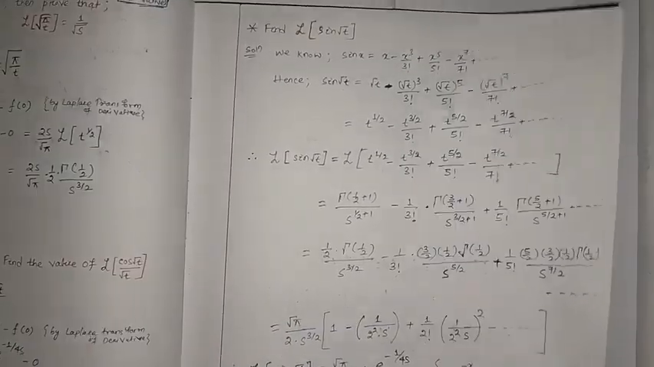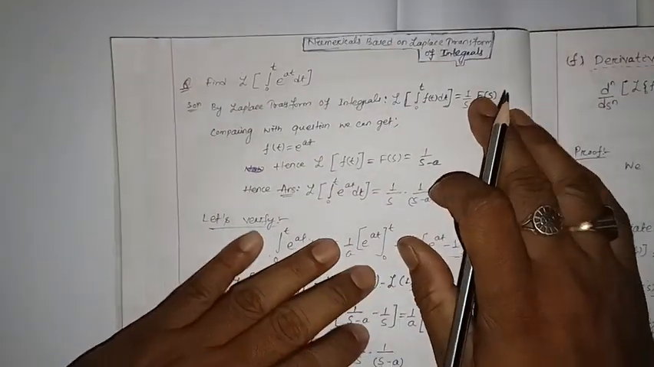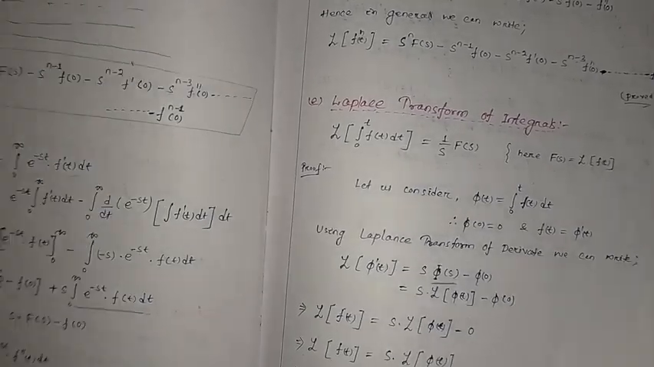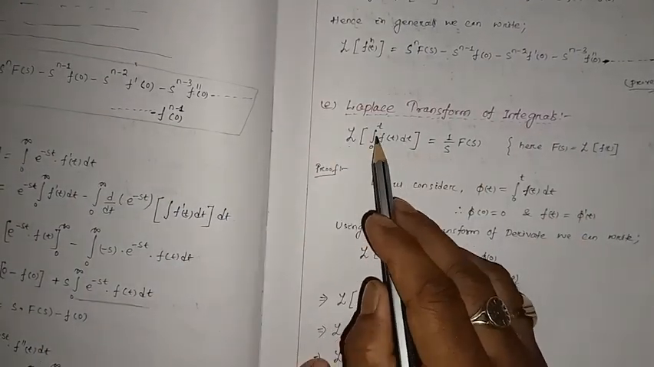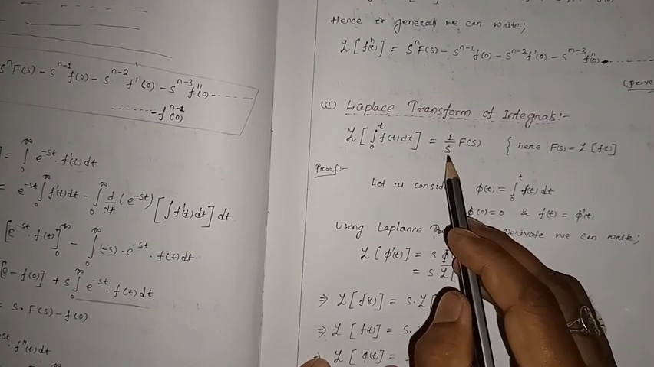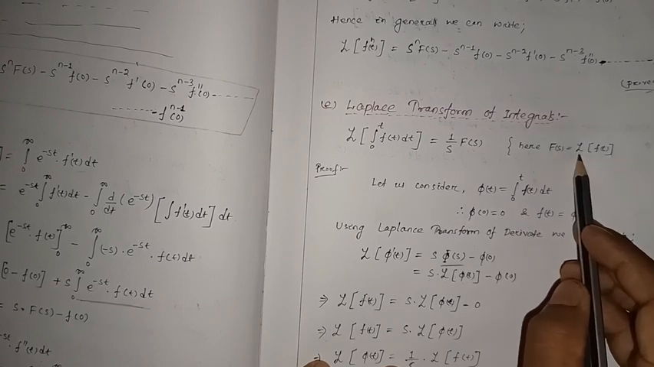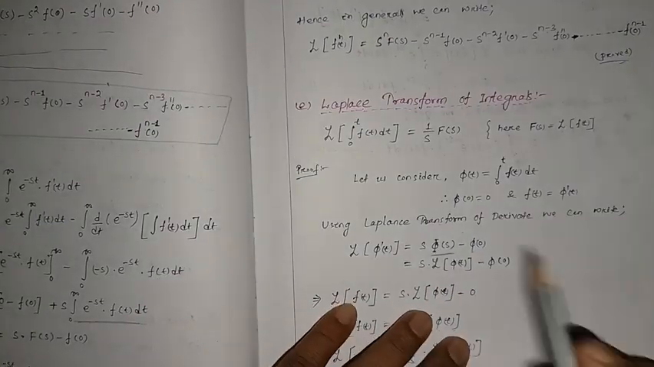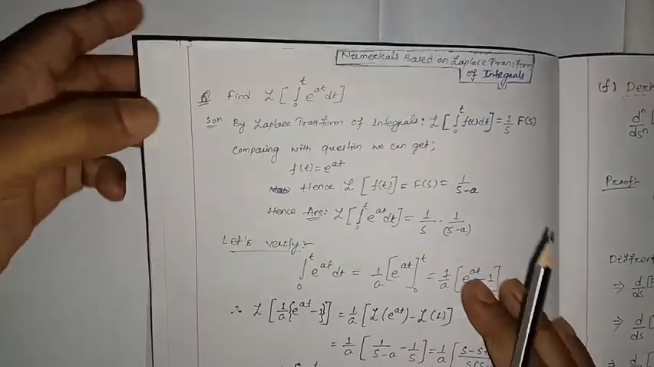Next we are going to go for numericals based upon the Laplace transform of integrals. In our previous lecture, we discussed that the Laplace transform of the integral from 0 to t of f of t dt equals 1 by s into F of s. Here capital F of s is nothing but the Laplace transform of f of t. We also proved this, and we are going to use this to solve these two numericals.